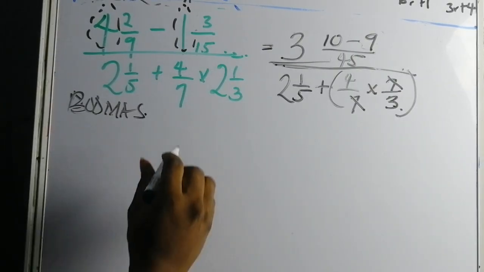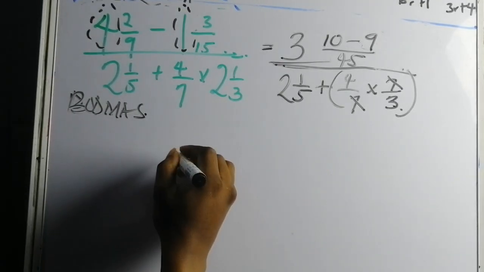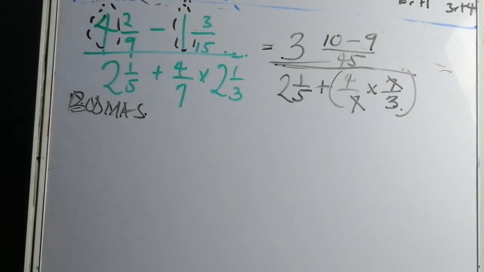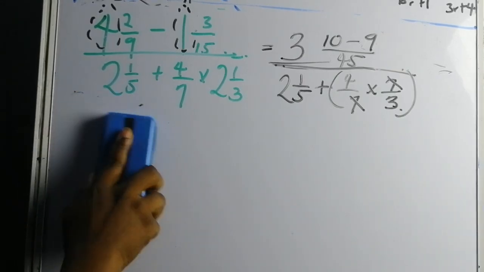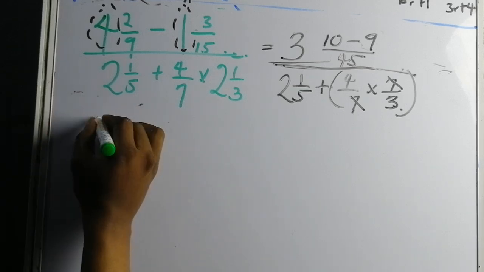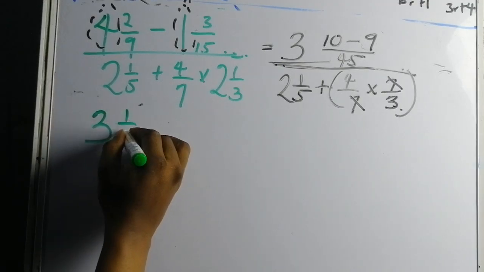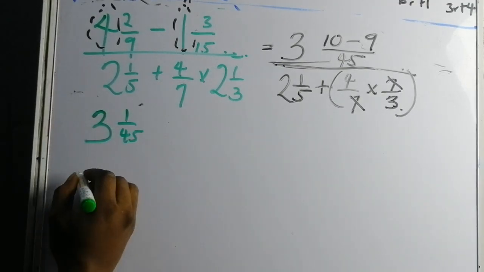Now, after doing that, this will now be equal to, you now have your numerator, 10 minus 9, that is 1. That's 1 over 45.